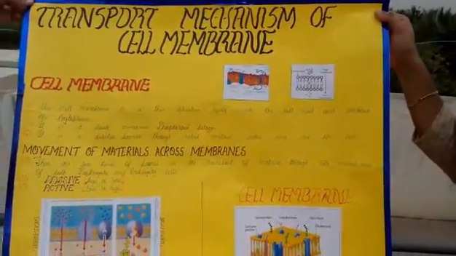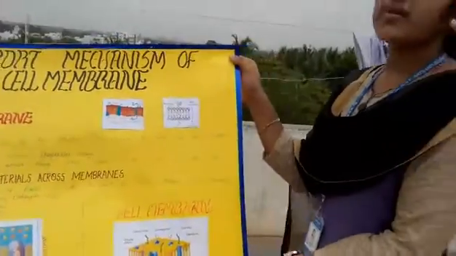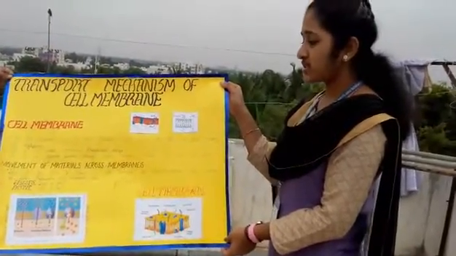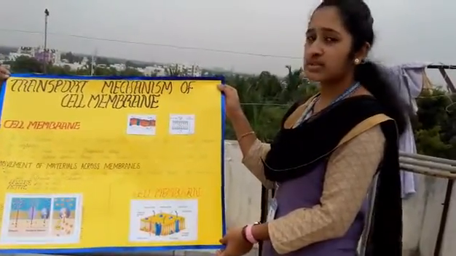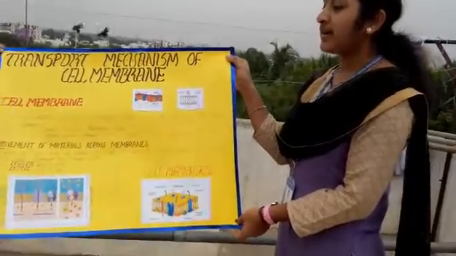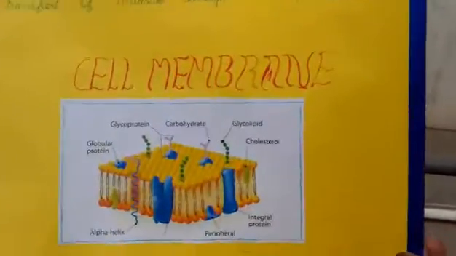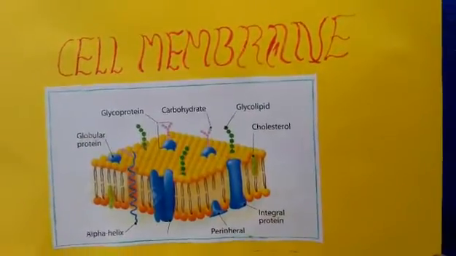This video is about the transport mechanism of the cell membrane. First, I would like to speak about what a cell membrane is. The cell membrane is a thin structure lying inside the cell wall and enclosing the cytoplasm. It is a double-membrane phospholipid bilayer. It is a selective barrier through which material enters and exits the cell.